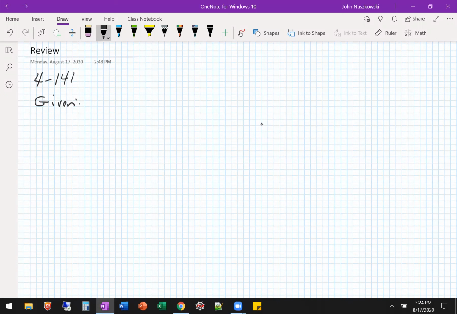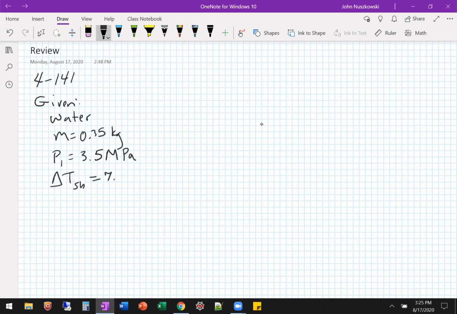Okay, so we're going to solve a bunch here. All right, let's make our way through this. We have water. It says steam, but we'll go with water. We have a mass of 0.35 kilograms. We have a pressure initially at 3.5 megapascals. They give us this weird saying, the steam's at 3.5 megapascals, superheated by 7.4 degrees Celsius. Okay, so that's a new thing. I'll call that a delta T. It's superheated by 7.4 degrees Celsius.